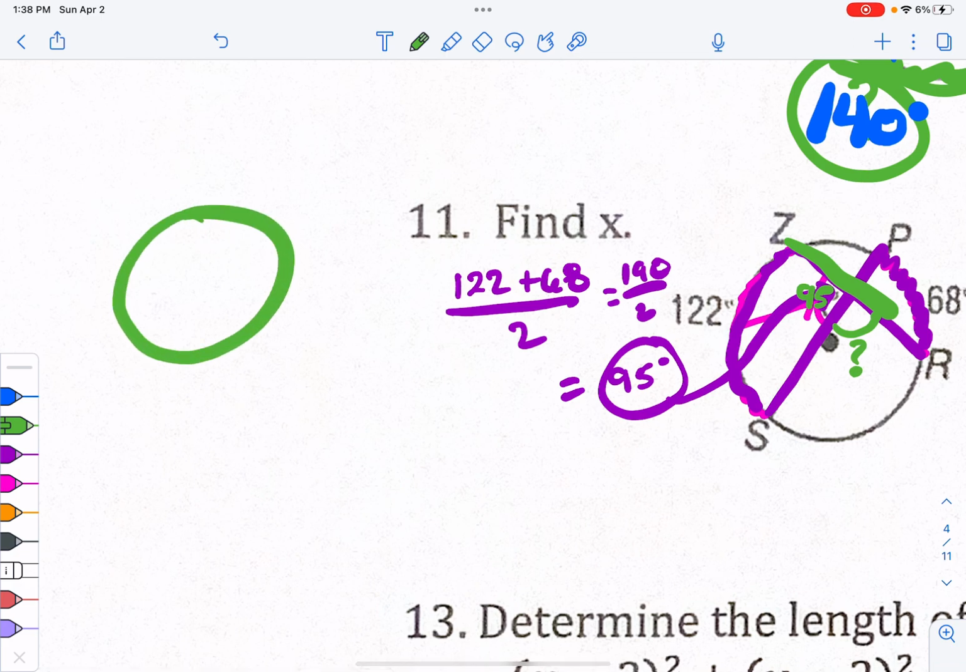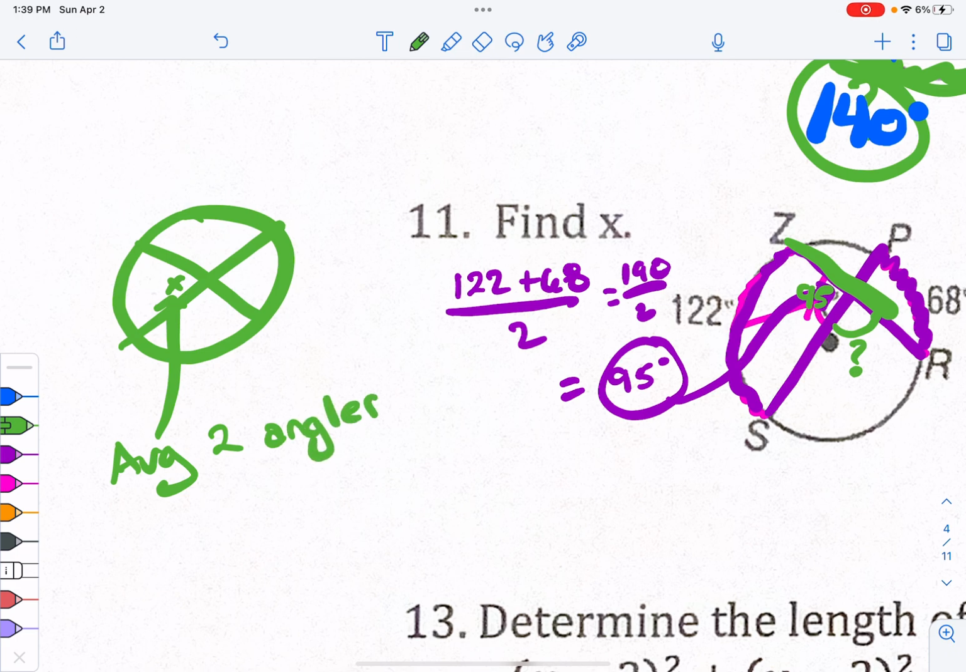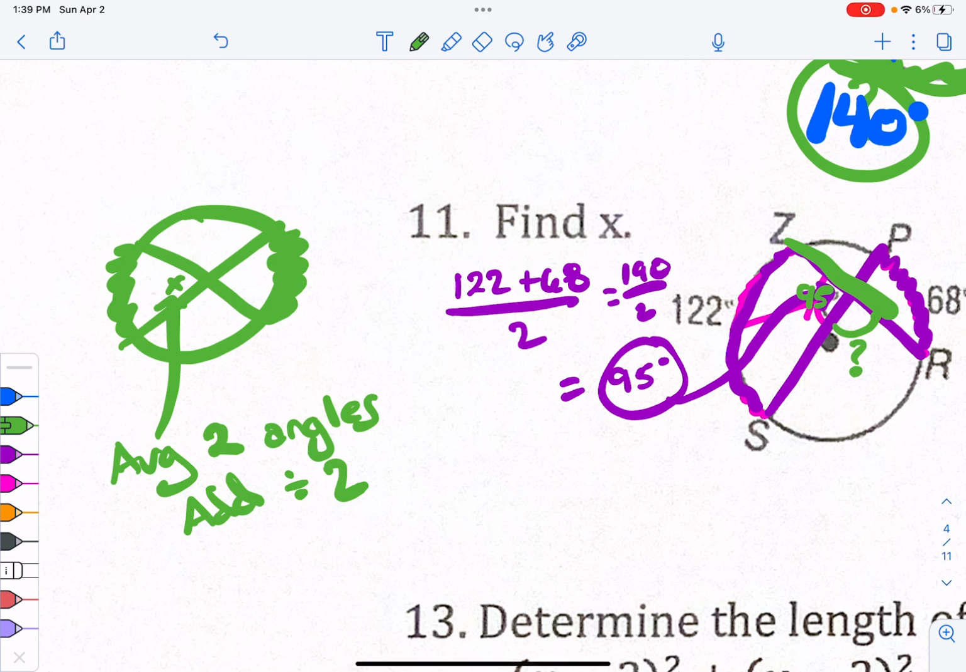So I'm going to draw a picture. If X is here, you average the two angles. On the notes I said add and divide by 2. So you would take this arc and add it to this arc, and you divide by 2. So that's when it's intersecting inside of there.